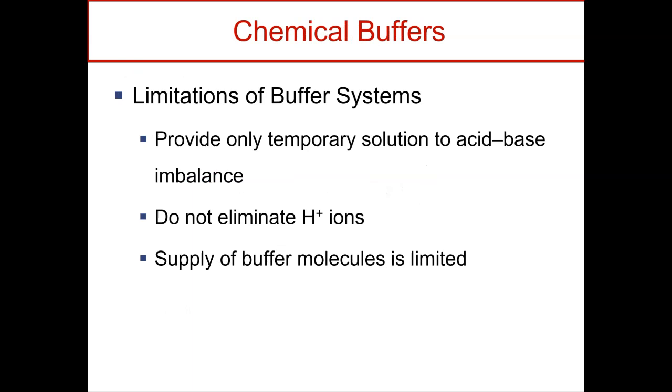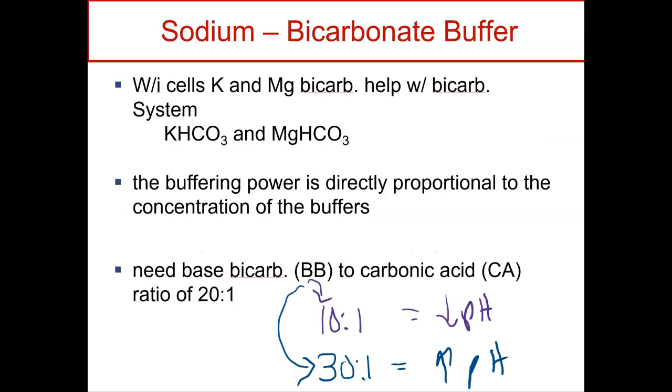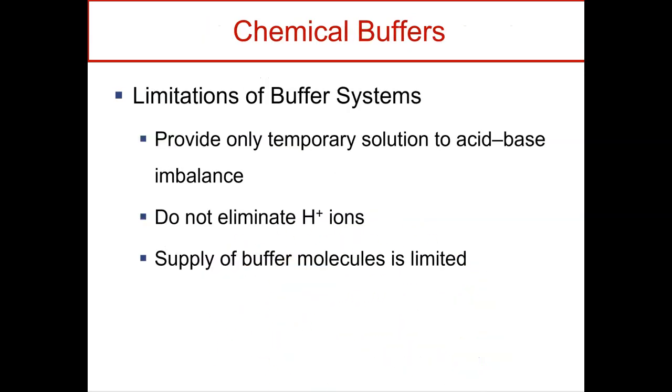So they are quick. They function very rapidly, but they're a temporary solution. You can overwhelm these because we have to have the right ratio. We have to have a certain number of bicarb to acid for this to even work. And once we start running out of it or having too much, we're going to have acid-base imbalances. And when we look at bicarb, we're usually looking at something called metabolic. So this wraps up our chemical buffer lecture.